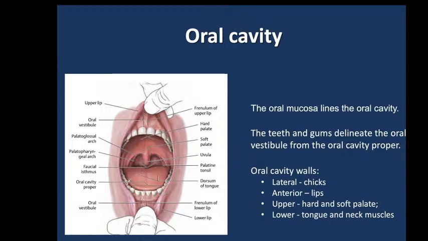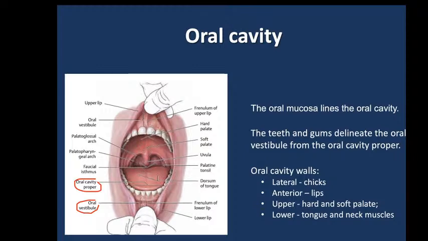First of all, you can see teeth and gums, and this is the border between the oral vestibule here and the oral cavity proper. So it is two parts of the oral cavity, and the oral cavity has four walls: lateral, as the cheeks. Sorry, this is a mistake, cheeks not with two e's. And the anterior wall. There are lips on the anterior wall.